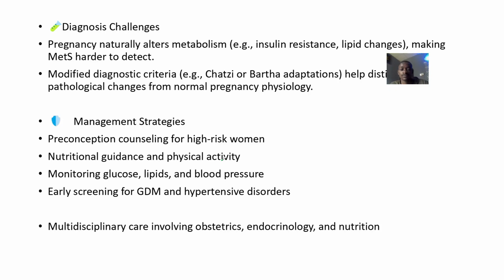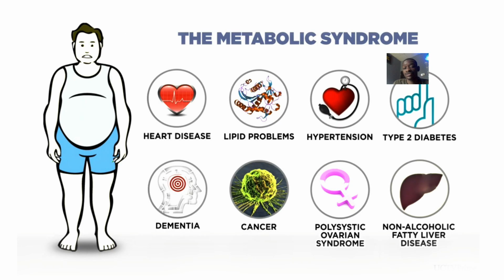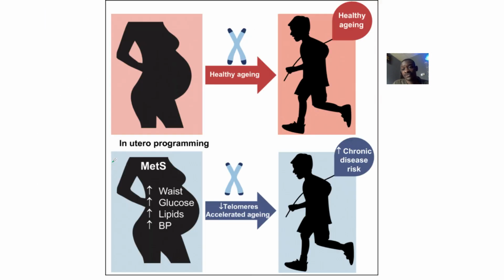All right, so management strategies is what? Preconception counseling for women. So basically women should know that these issues exist, so that they can prevent it if it is preventable. Nutritional guidance, so what she's eating is actually key. Monitor glucose levels, monitor lipid levels, monitor blood pressure. Then screen for any of these disease conditions in early stages of pregnancy.